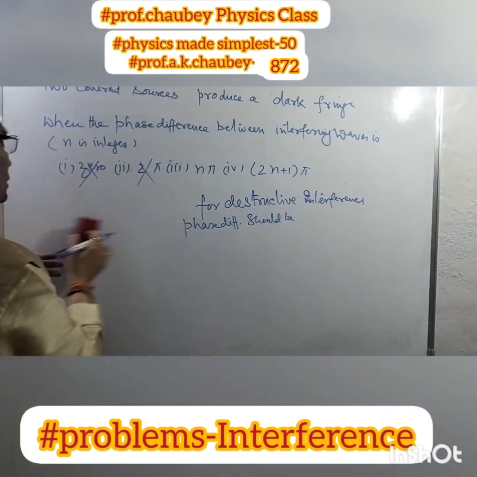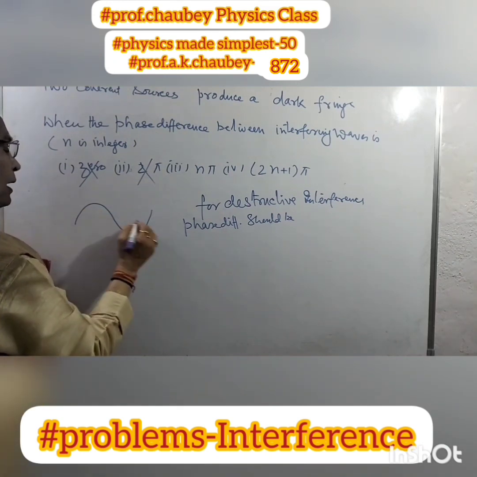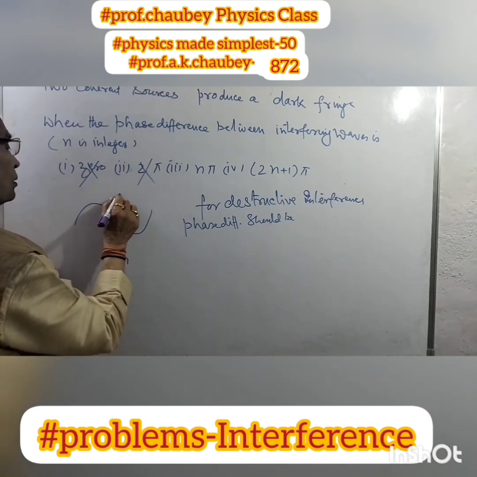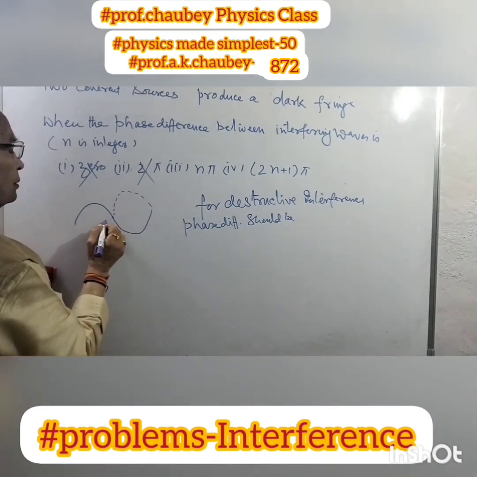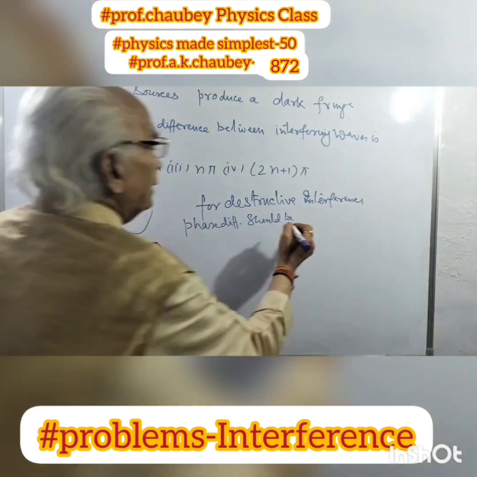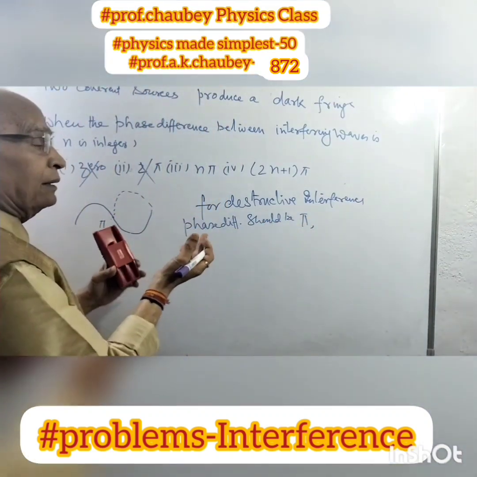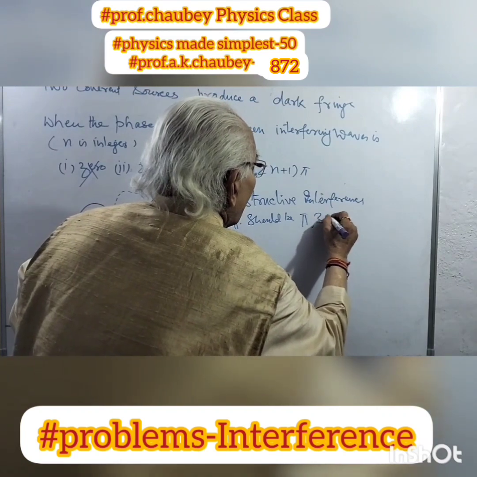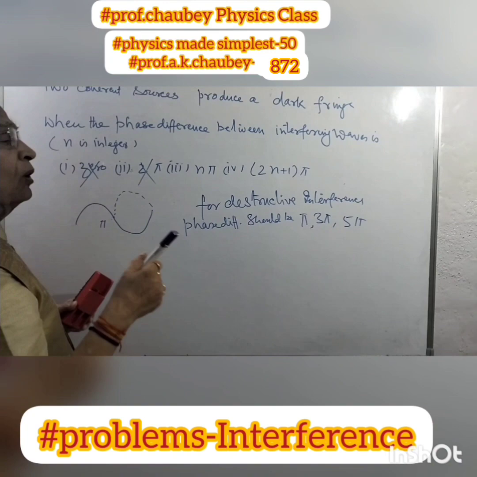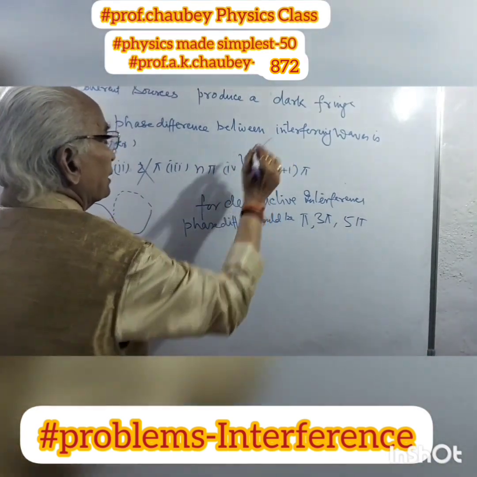Destructive means this. When this wave starts here, the other wave starts from here. This is pi, so then they are just opposite. So it should be pi. Then if it is 2 pi, it will be bright. So 3 pi, 5 pi, it means it should be an odd multiple, an odd integer. Odd means 2n plus 1. So this is the correct answer.